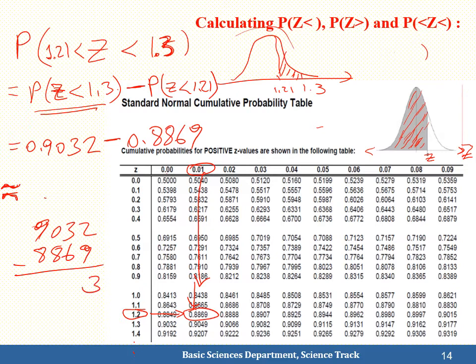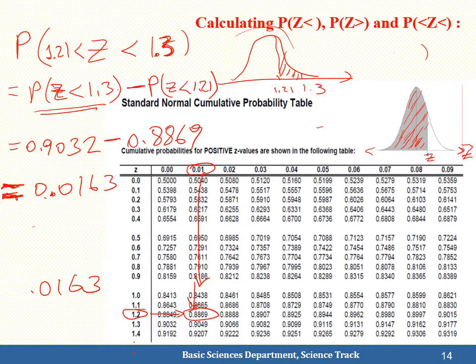Okay, it will be 3, and then here that will be 6, and here, when it's 9, it will be 0.0163. Okay, in the next slide, we will do the same thing with the negative numbers.